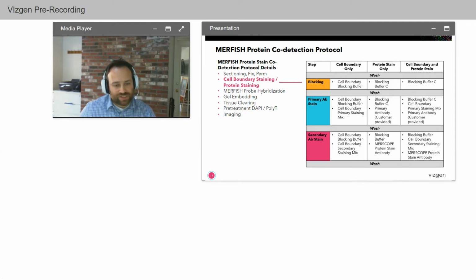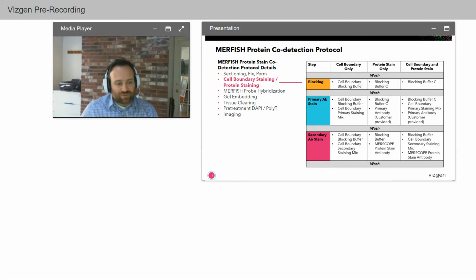So if you're going to do cell boundary staining, you're going to follow the same blocking, primary antibody stain, secondary antibody stain. Similar if you're doing only protein staining, right? Different blocking buffer that comes with the protein stain, that would be the difference here. Then go through your primary antibody stain and secondary antibody stain. It's similar setup to our protein verification kit. If you want to do both, you're just going to combine both reagents into a single cocktail that is then going to be incubated on the sample. And so again, very simple protocol. It provides flexibility and allows you to generate that multi-omic data.